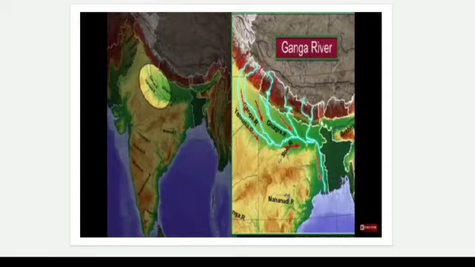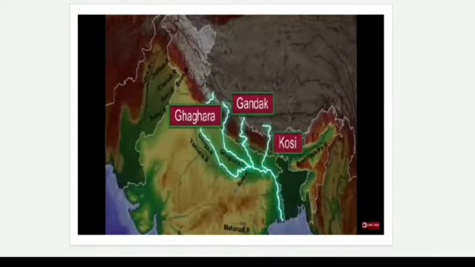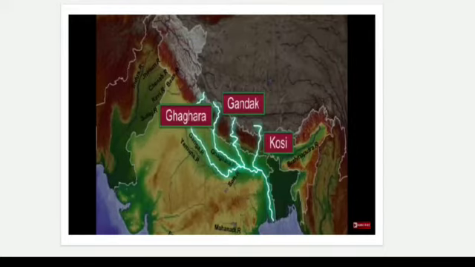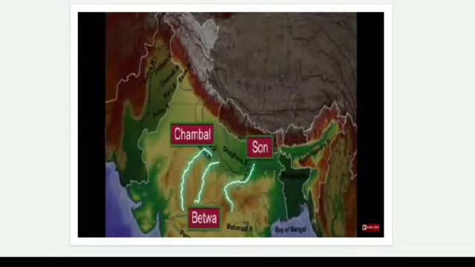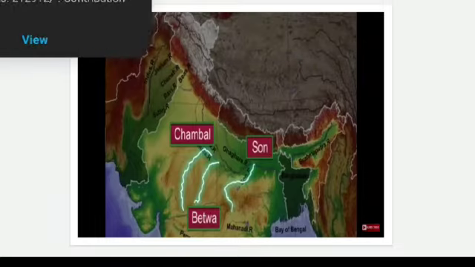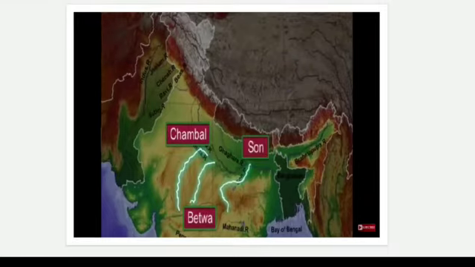Yamuna river rises from the Yamunotri glacier and it runs parallel to the Ganga river and finally meets Ganga river at Prayagraj. Then Ghagra, Gandak and Kosi, these rivers originate from Nepal Himalayas. Then these are peninsular tributaries: Chambal, Betwa and Son.